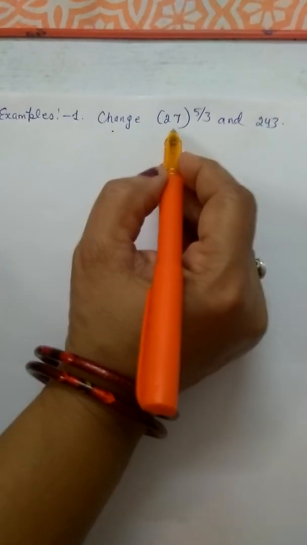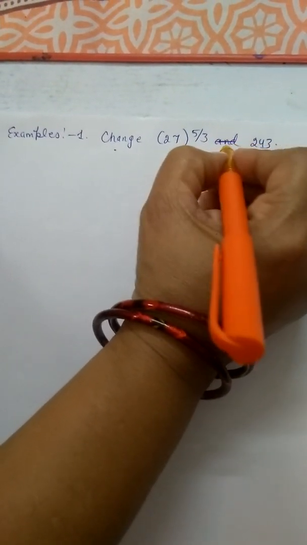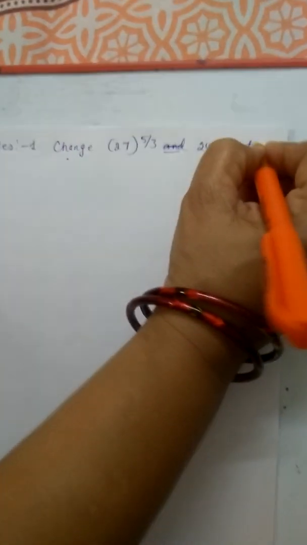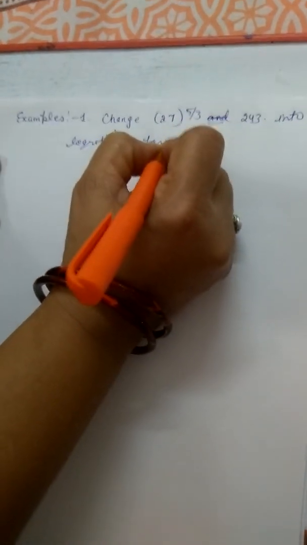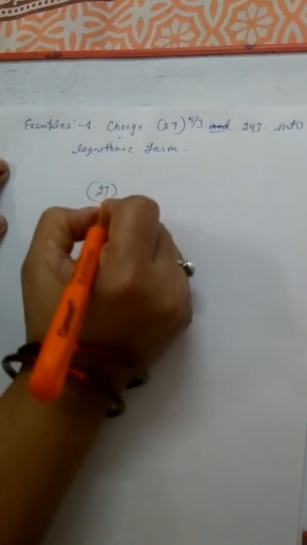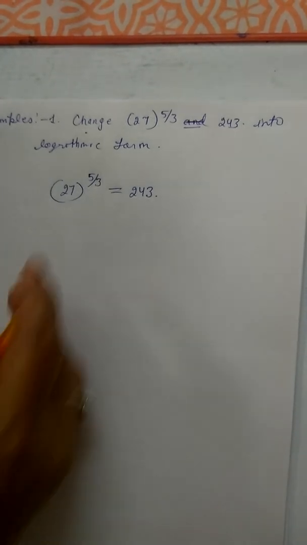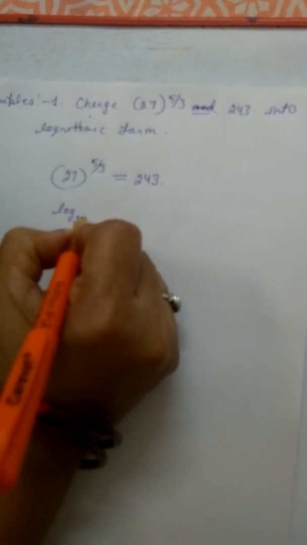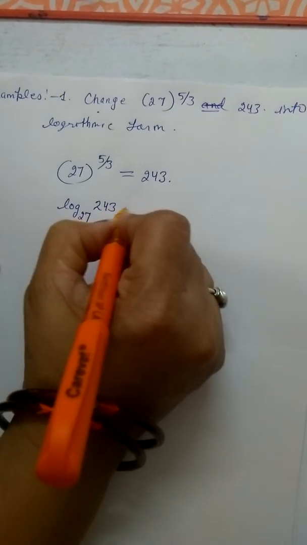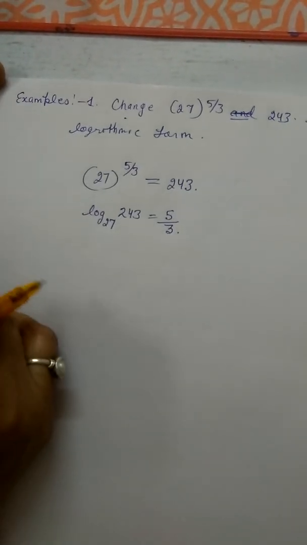Example 1: change 27^(5/3) = 243 into logarithm form. Now 27 is the base, 5 by 3 is the power, and 243 is the value of the number. I have told earlier, in log form the base will be there, the value will be there, and the power will be there. This is the answer of example 1.